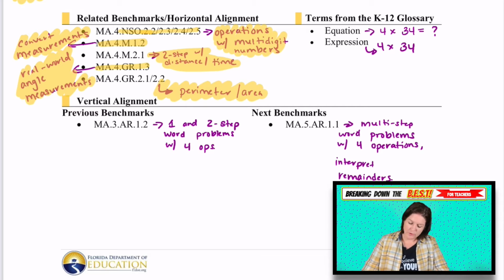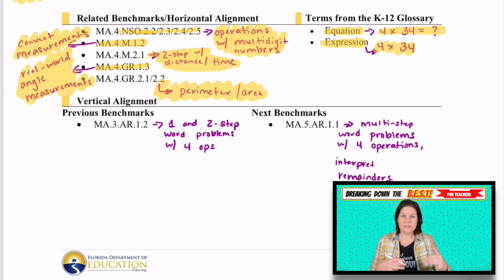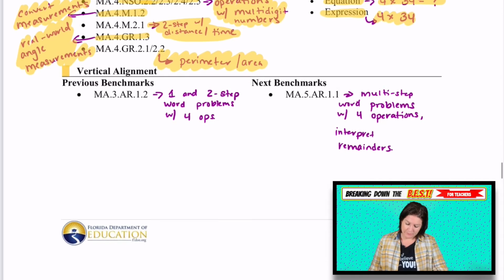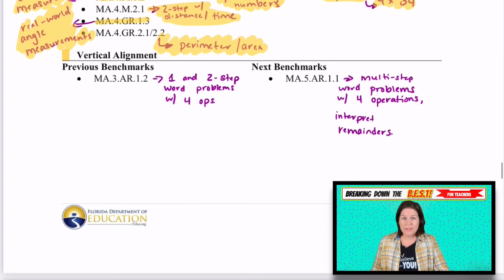Some terms that you need to know. Number 1, equation. This example right here has an equal sign. This is an equation where 4 times 34 is considered the expression, just the pieces, the numbers and the symbols without the equal sign. Vertical alignment, where are they coming from?